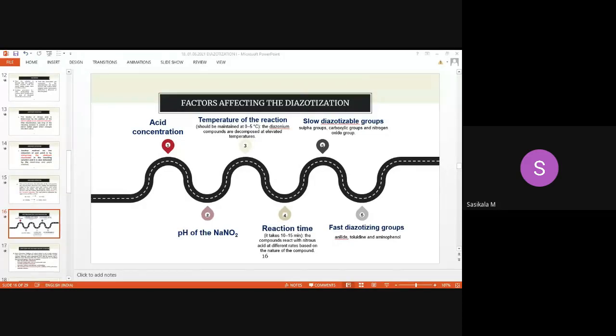You are clear with the diazotization reaction and the titration method, no? Titration means there will be a titrant, and along with it the endpoint detection methods will be followed. Here the titrant is a known concentration of sodium nitrite solution, where the titrate is your analyte, primary aromatic amine. Only primary aromatic amine will form a diazonium salt. That's why we are very particular about primary aromatic amine. Okay, clear now? So we'll stop today's class with this.